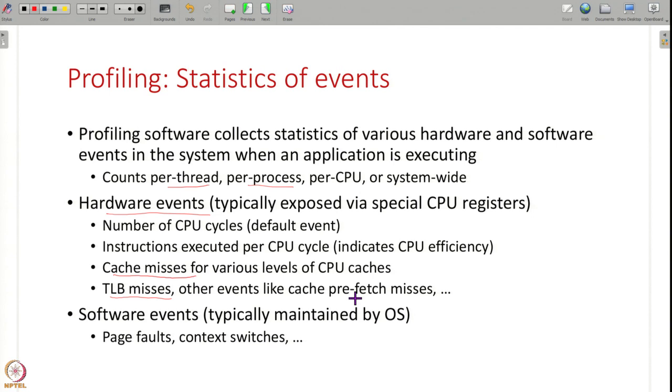So, there are all of these hardware events that you can monitor, and some of the most important ones are your cache misses, TLB misses and instructions per cycle. These will tell you whether your system is being efficient or not. Then there are also software events, which are maintained by the OS, like page faults and context switches. Is my system seeing a lot of page faults, is that why performance is poor? So, you can count all of these events using profiling tools.